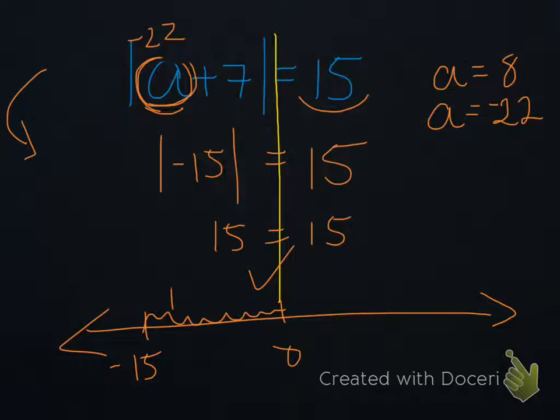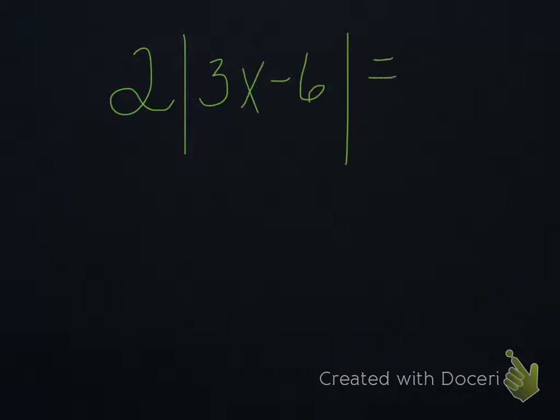Now that's using intuition, but some of these problems, guys, can get a little bit trickier than something you want to sit there and try to use your intuition on. So let me just show you the proper process steps to show when you're doing these things from scratch. So let me give you something a little bit different, though. 2 times the absolute value of 3x minus 6 equals 10.